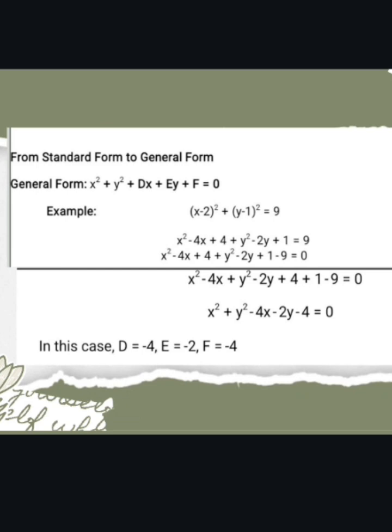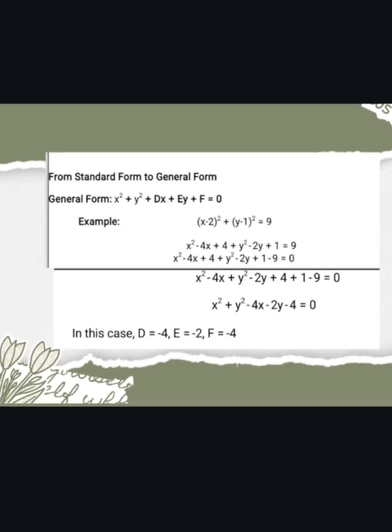So, muna, nahimo siya nga x squared plus y squared, dayon ang dx, muna negative 4x, then plus ey, muna negative 2y, then minus 4. Kay 4 plus 1, 5, minus 9. So, muna, minus 4 kay negative 4 man is equal to 0. So, in this case, ang atong d is equal to negative 4. Ang atong e is equal to negative 2. Then, ang atong f is equal to negative 4 sad.